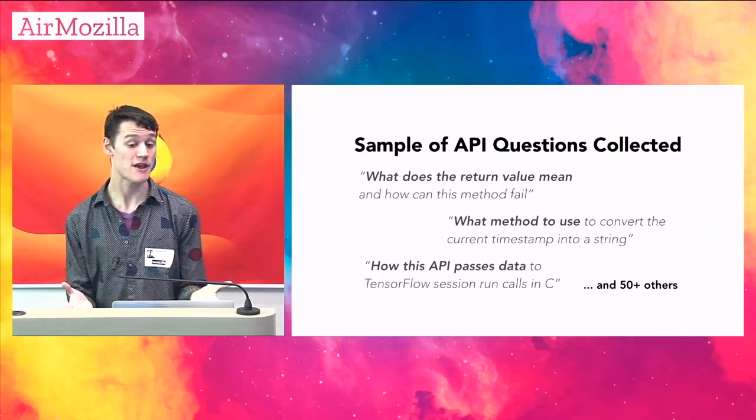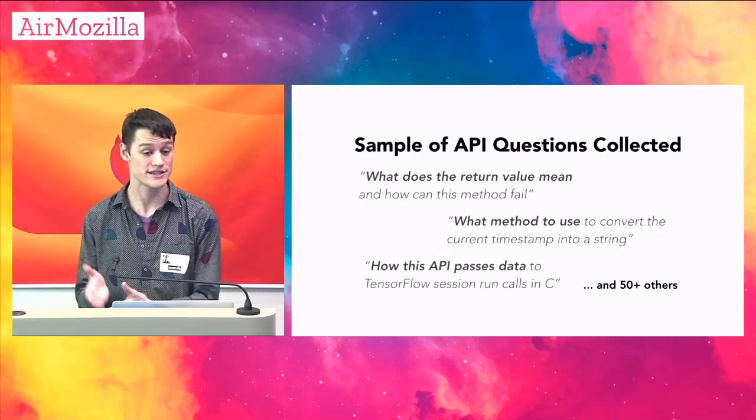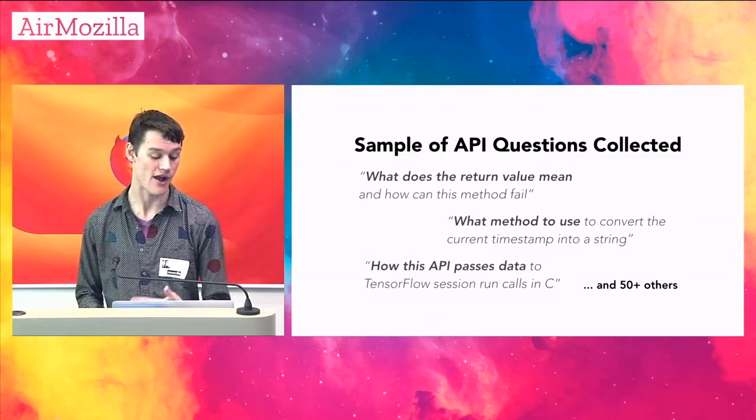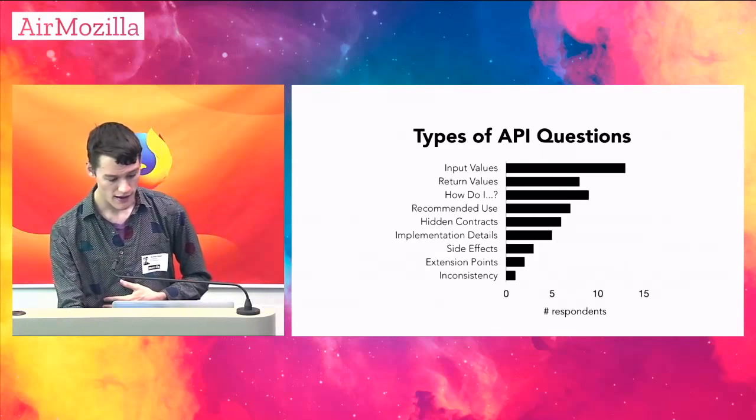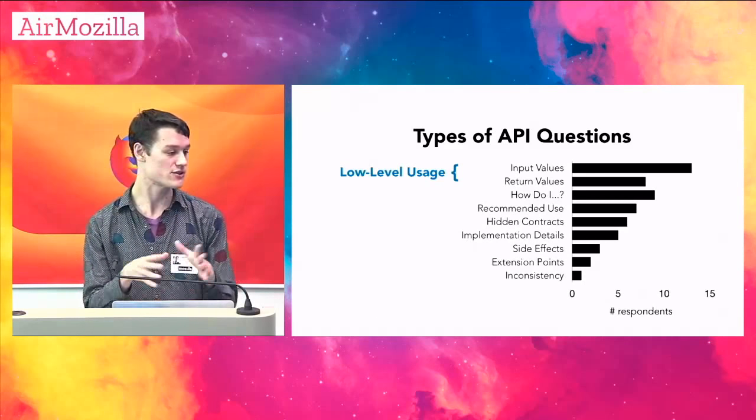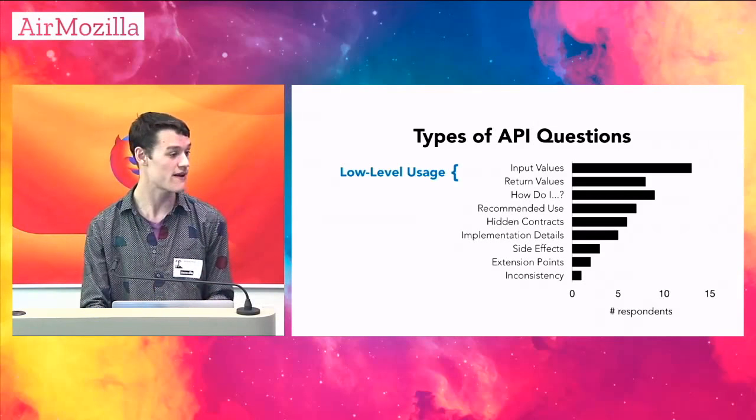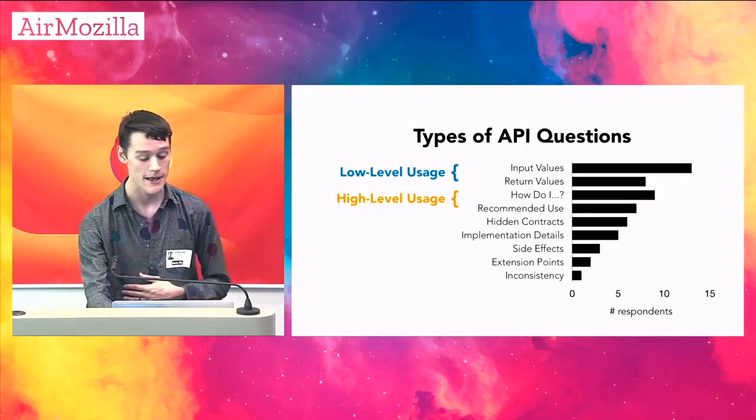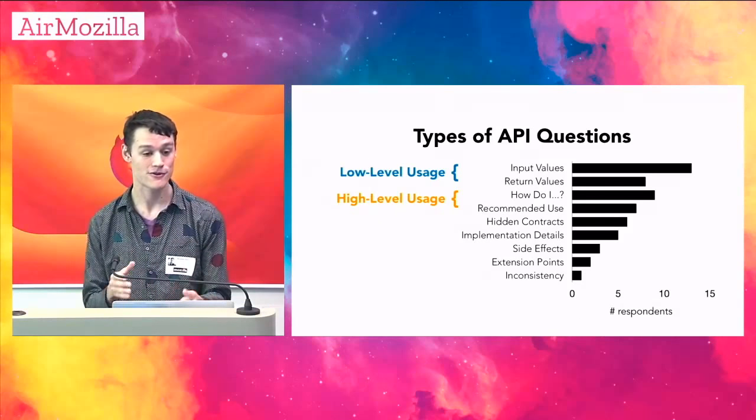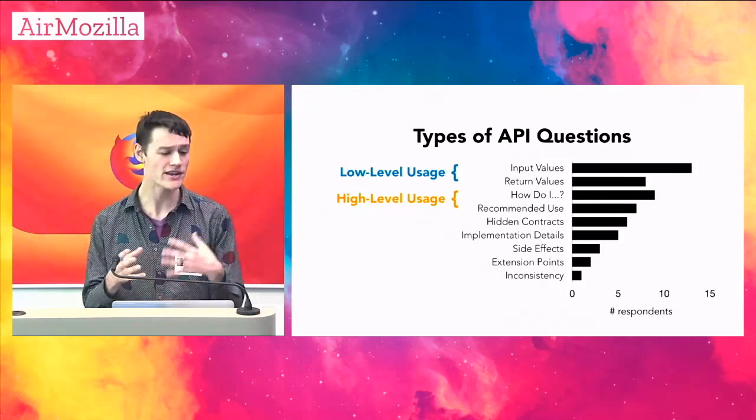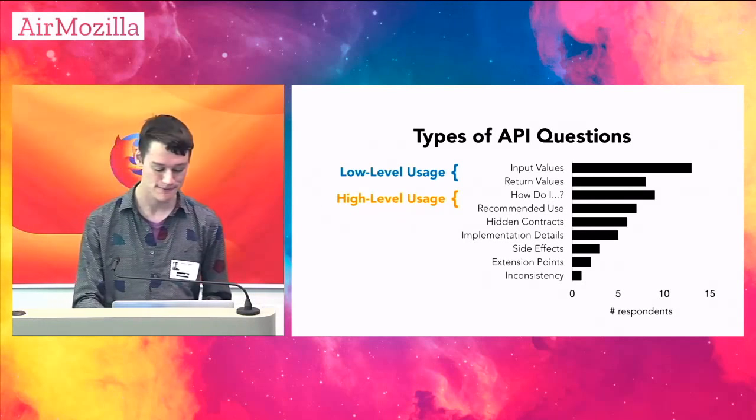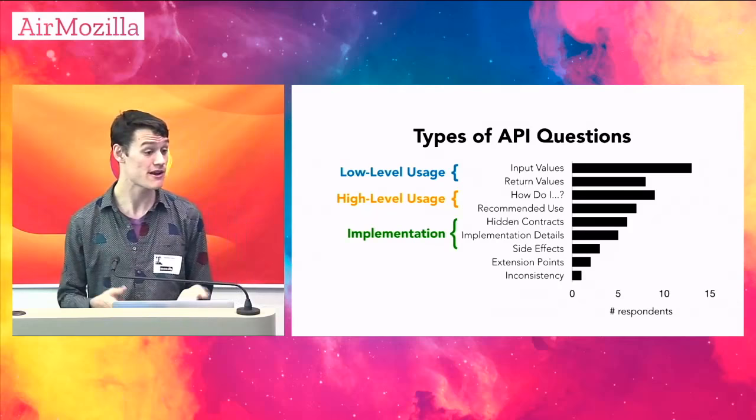We collected a sample of API questions that people were asking as they were transitioning from header files to implementation files. For instance, what does the return value mean, and how can this method fail? And these fell into these 9 categories, which we labeled as these low-level usage questions about input values and return values about APIs, as these high-level usage questions about what are the recommended practices for using this API. What is the right API member and function to use if I'm trying to accomplish this task? And also these questions about implementation.